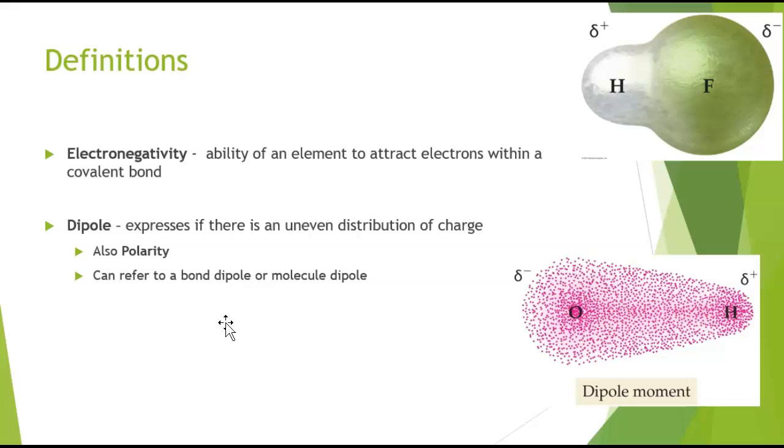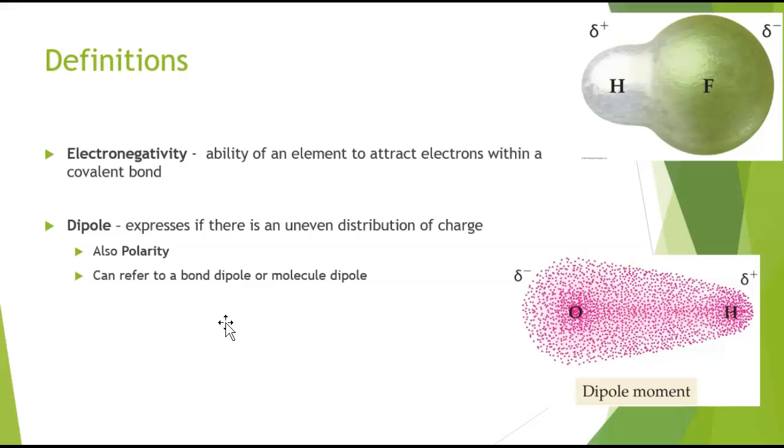Whenever we have an uneven sharing, then we have what we call a dipole. This is going to be an uneven distribution of charge. We can also talk about this as polarity. When we talk about a dipole or polarity, we can refer to a bond dipole, meaning is it a polar or nonpolar bond, or rather, if we have a dipole, then it would be a polar bond. Or we can have a molecular dipole, so is it a polar molecule?